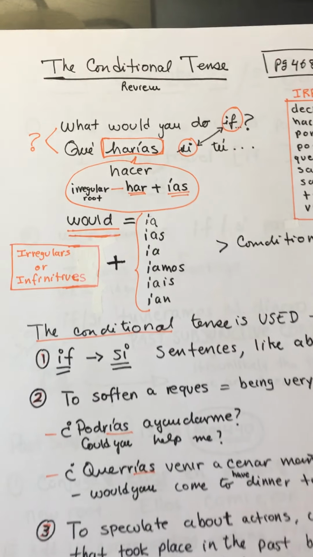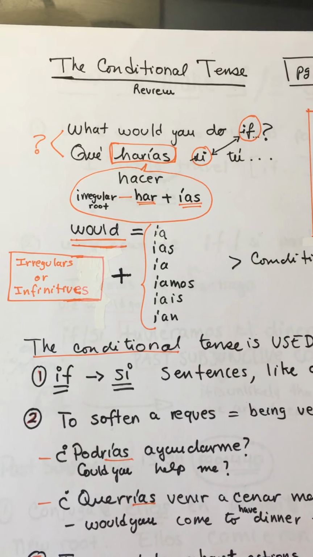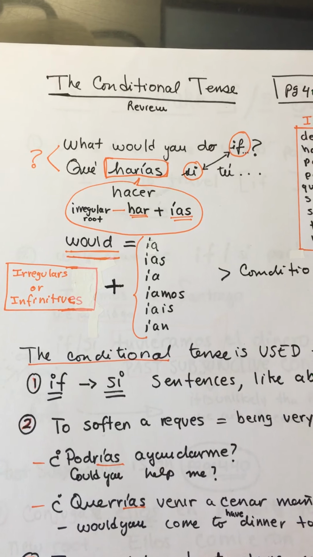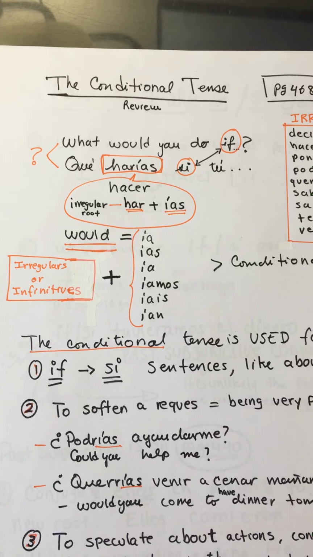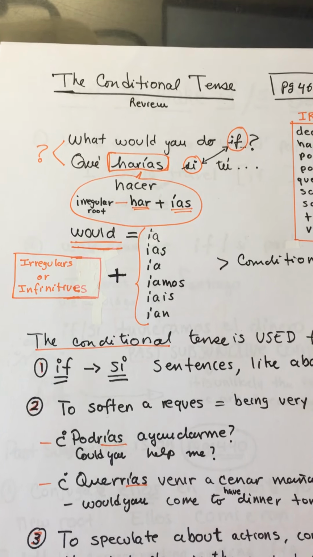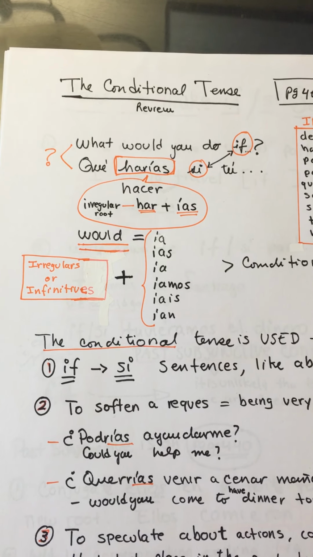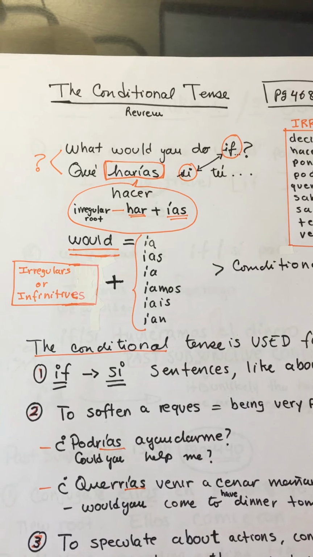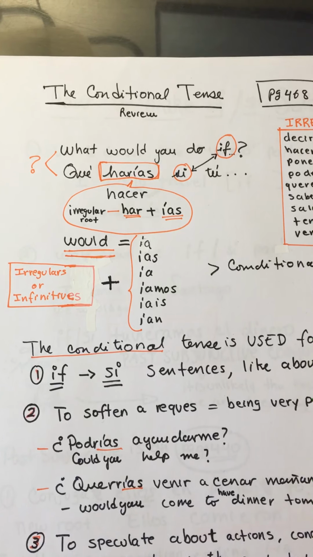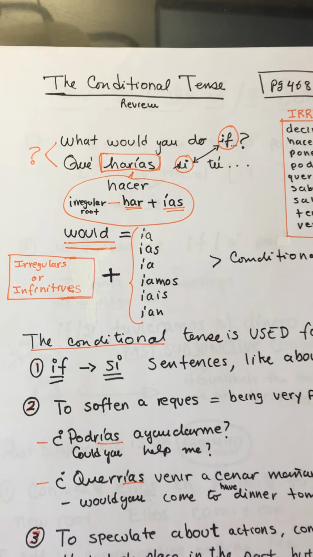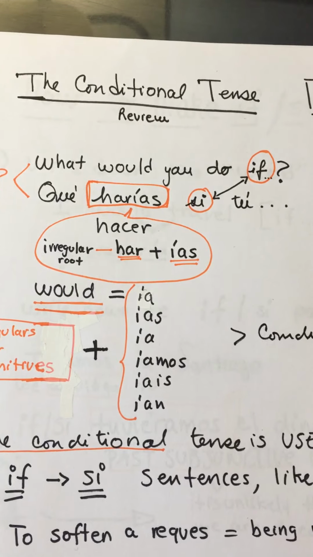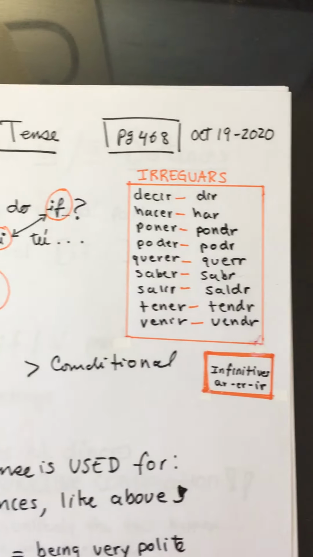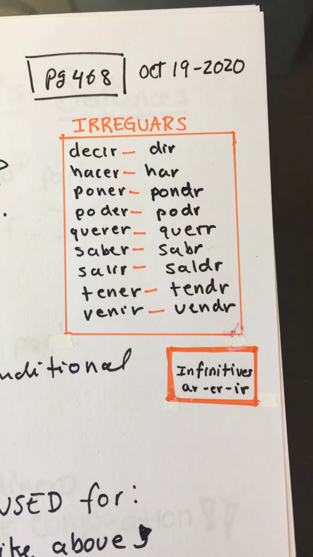But look at this. What would you do if? ¿Qué harías si tú blah blah blah? This part of the would you do is translated in Spanish harías. How do you do the harías part? The would part, you need to remember your irregular roots. Irregular roots for conditional tense. We will recycle them for other tenses too.